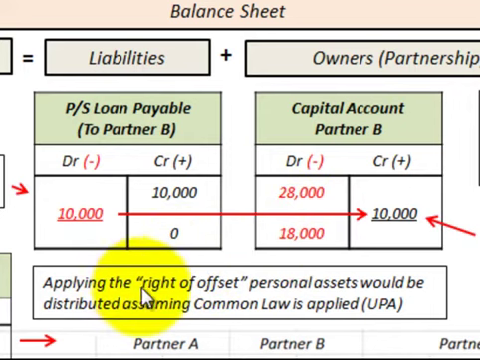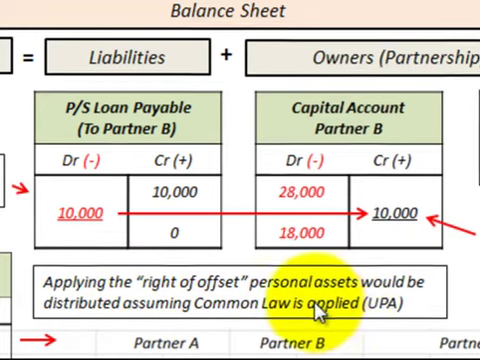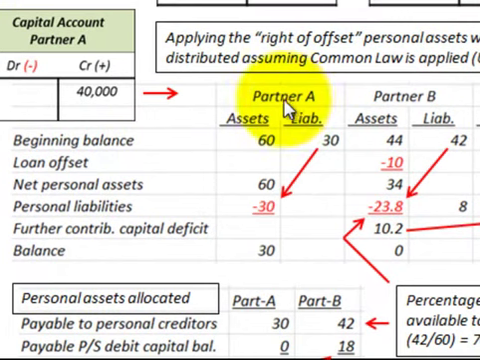So let's look at how we apply this right of offset to our personal assets that would be distributed, assuming common law is applied here. So let's look here first. We've got partner A and partner B. Let's look at partner A first.